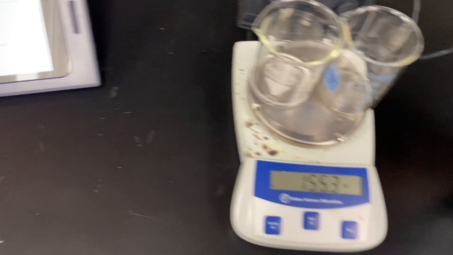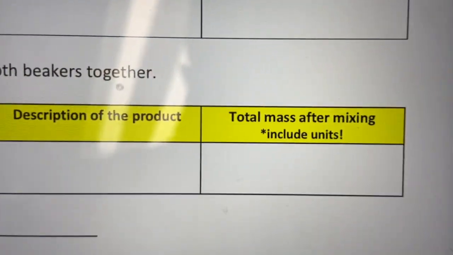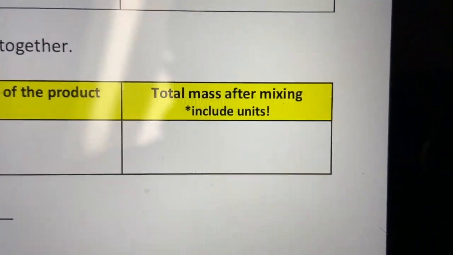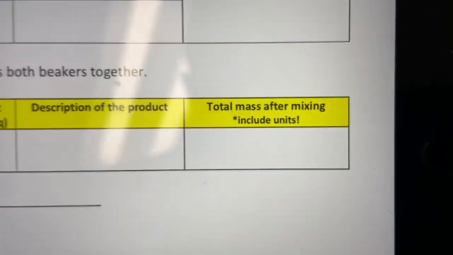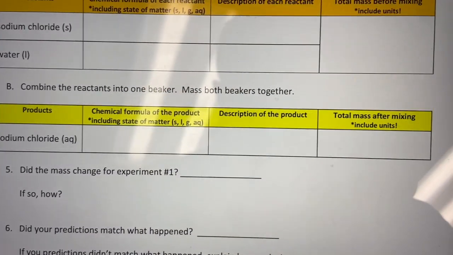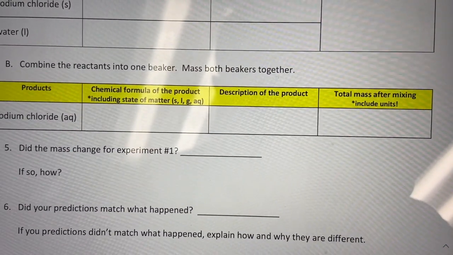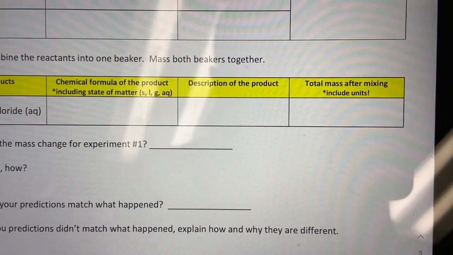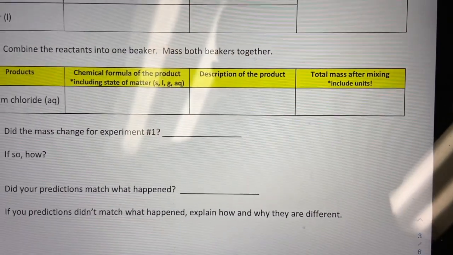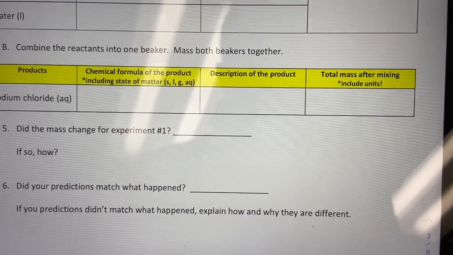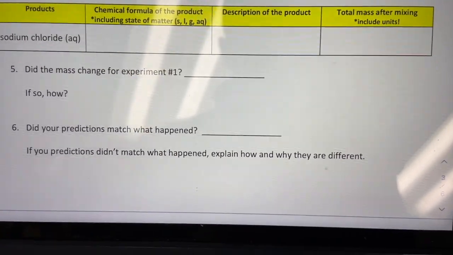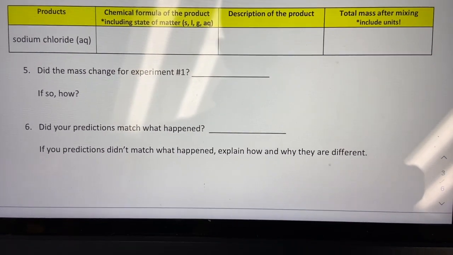So that mass amount is what you're recording, and the total mass after mixing include the units. Okay, so you should have all of the rest of this yellow table filled out. The chemical formula, the description of what it looked like, and then whether you have a mass change. And you got to revisit your predictions.